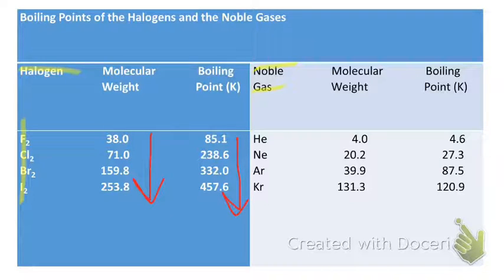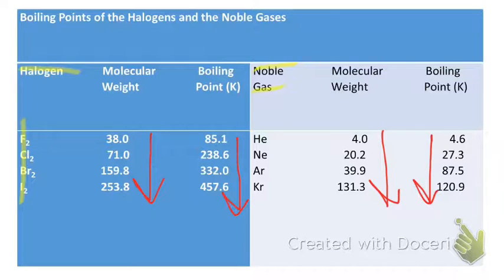Is that the same? We go from helium down to krypton, we see that the molecular weight increases, and again we see so does the boiling point. So there seems to be a correlation between the molecular weight of a molecule and its boiling point. As the molecular weight increases, so does the boiling point. And this is a true idea. However, it's not just because the molecular weight's increasing.